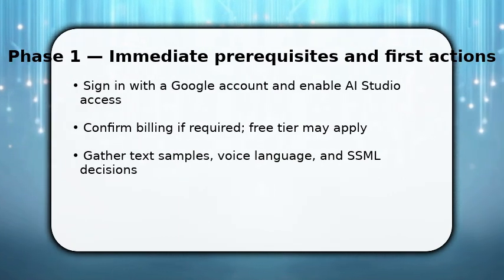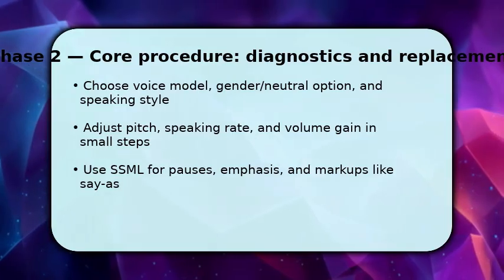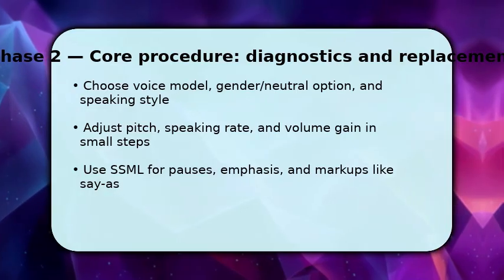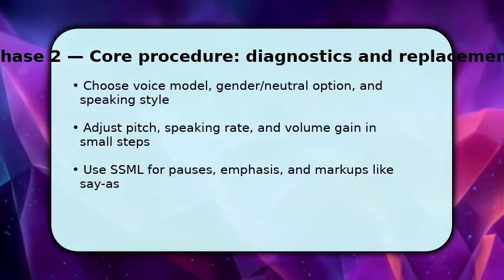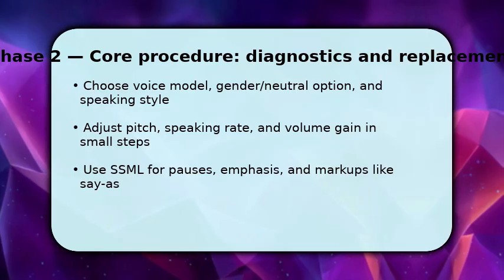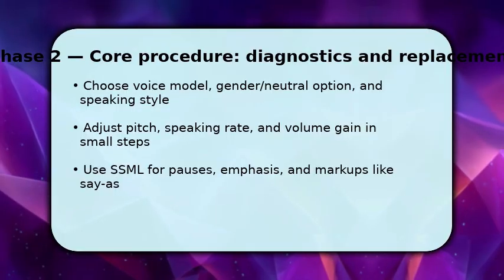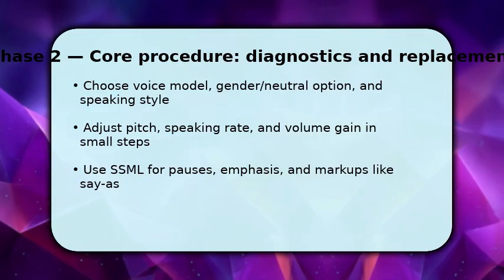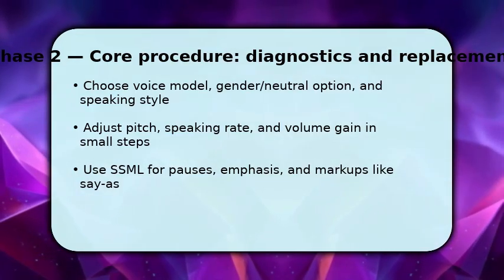Now you move into the detailed configuration. You choose the specific voice model and speaking style, and then test a clip. Listen for naturalness versus robotic cadence. Once you find a baseline, tweak pitch, speaking rate, and volume gain in small increments. Changes compound quickly. If you need numbers or dates read a specific way, insert SSML say-as or break tags. Test iteratively. Change one setting, render, and compare to avoid chasing multiple variables at once.